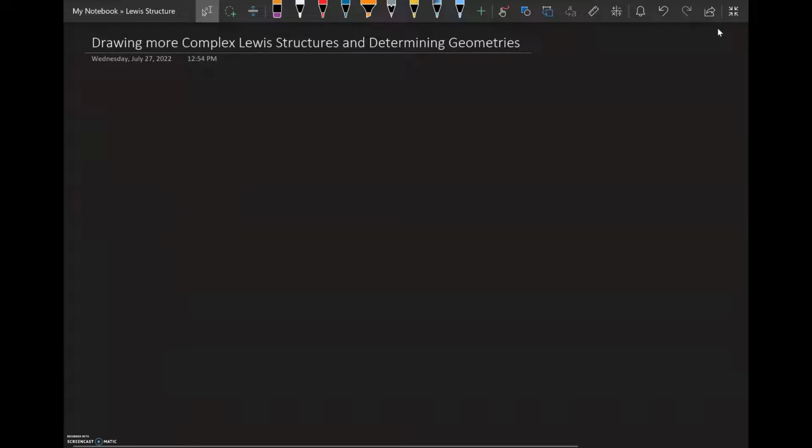Hello everyone, welcome back. In this video we're going to talk about how to draw complex Lewis structures and determine the geometries, and that includes both electron domain and molecular geometries. In previous lectures and videos we talked about how to draw Lewis structures, very simple and basic ones, and then we looked into VSEPR theory.